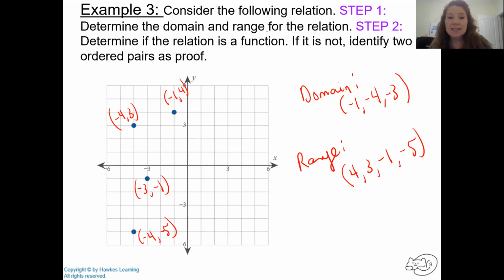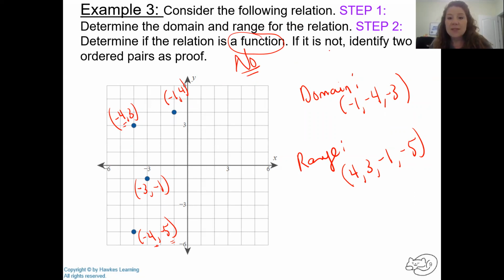And then it says, is this a function? Well, if you look back at the ordered pair, you see that the x value of -4 goes with +3 and it goes with -5. So is it a function? No, it is not a function.